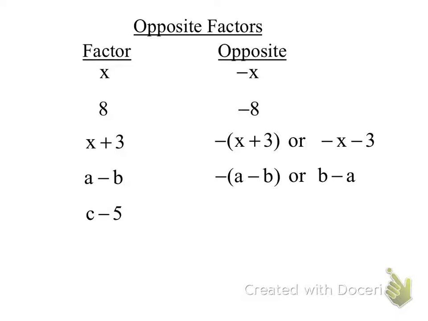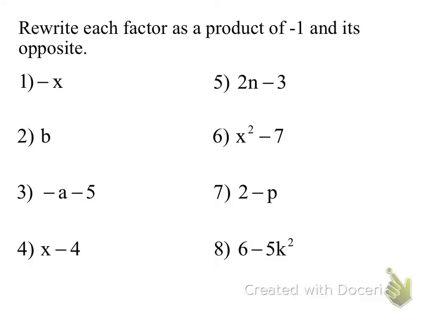What would the opposite be? Good. What would the opposite be, please? Okay, what's the opposite? Okay, now this time we're going to rewrite it as a product of negative 1 and its opposite. Negative 1 times what equals negative x? Good. Negative 1 times what? Negative b. Good. It says as a product of negative 1 and its opposite. Negative 1 and what's its opposite? The quantity of a. 5. Okay. You get the idea?